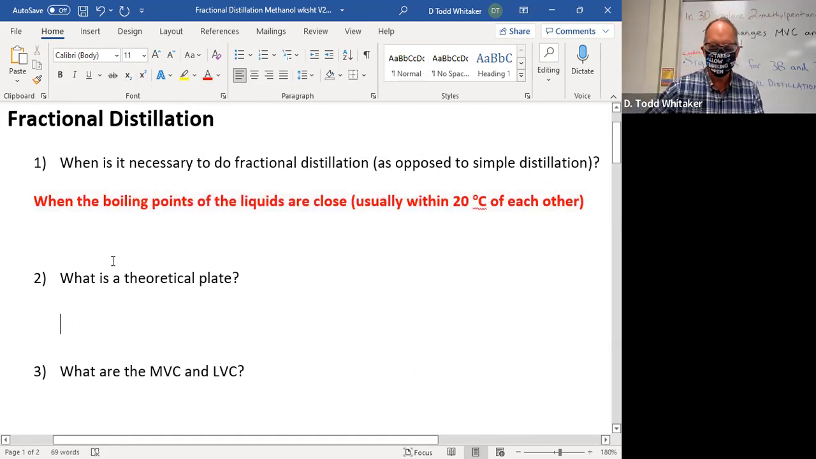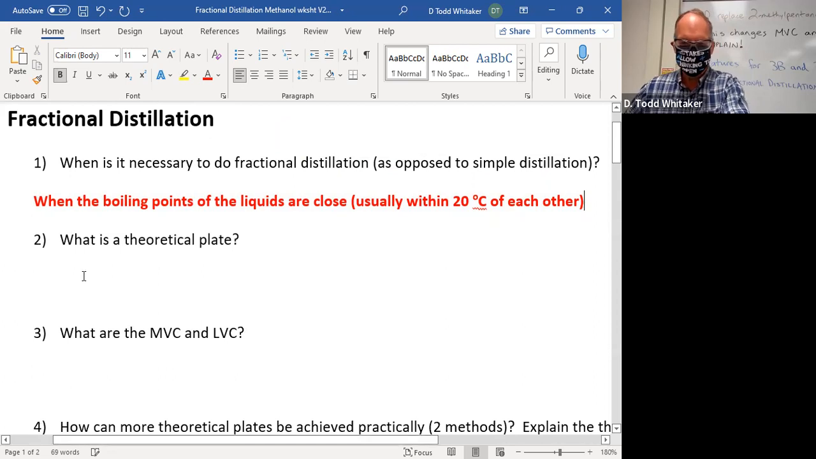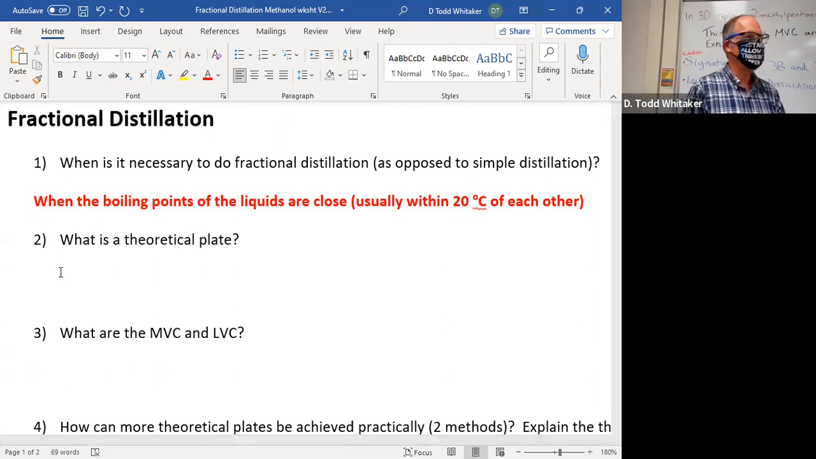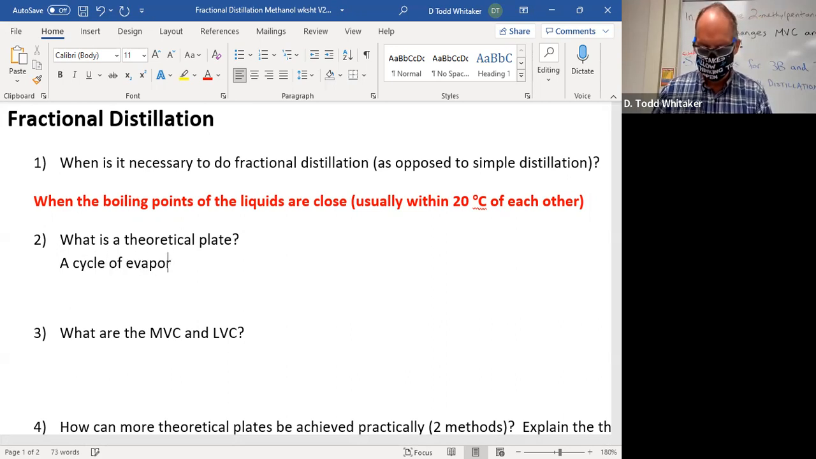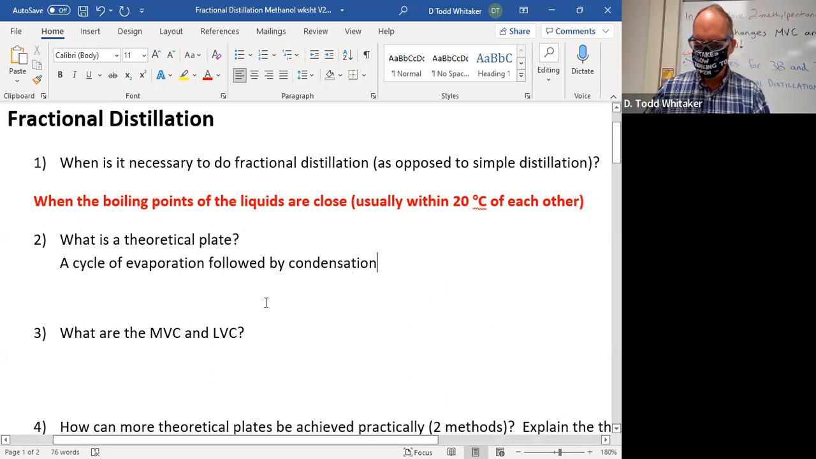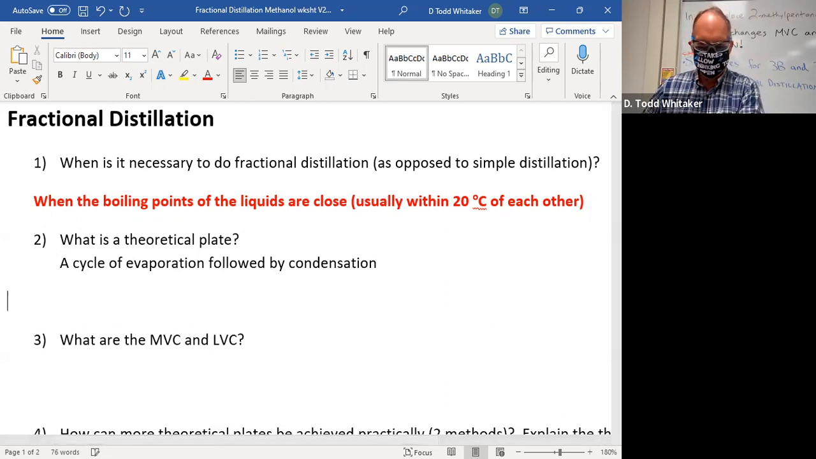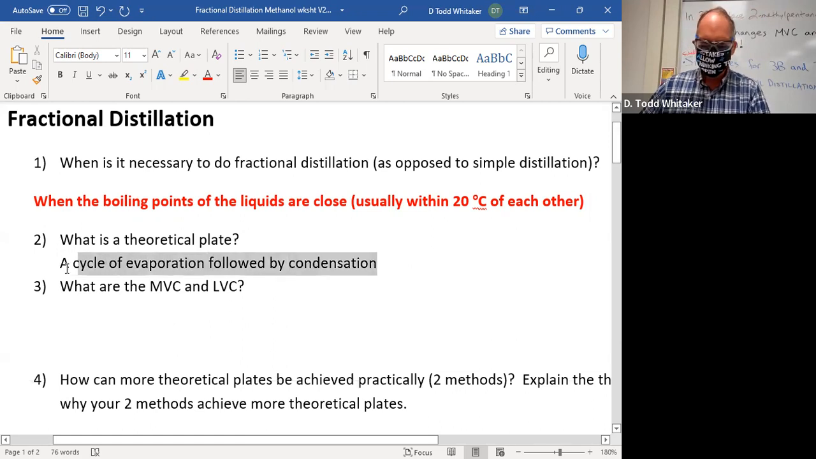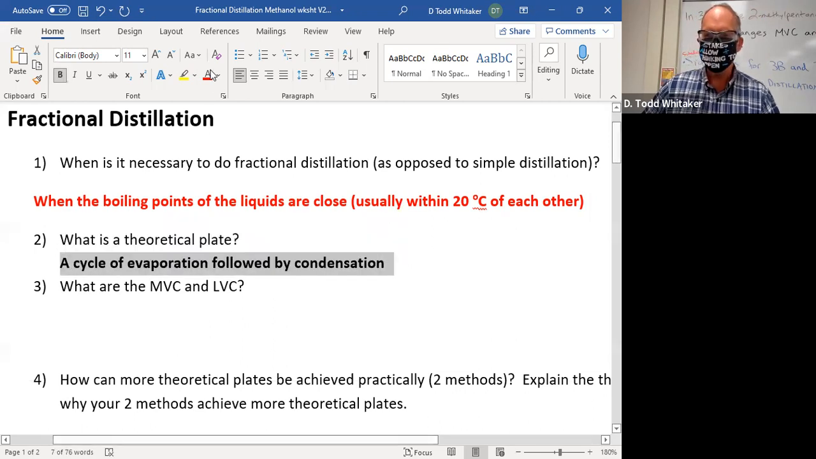Okay. What is a theoretical plate? Another good question. Anybody? It's a cycle of evaporation and condensation. Perfect. A cycle of evaporation followed by condensation. So I always want you to get inside the distillation itself. Pretend you're one of the molecules.